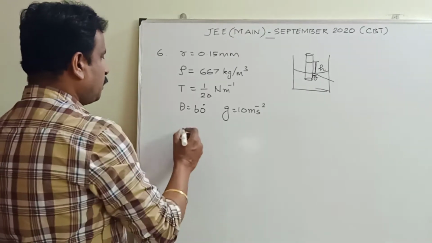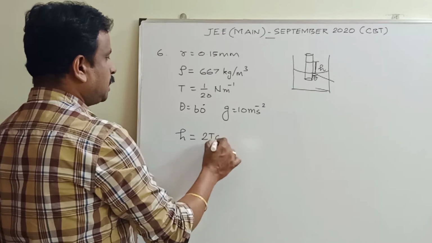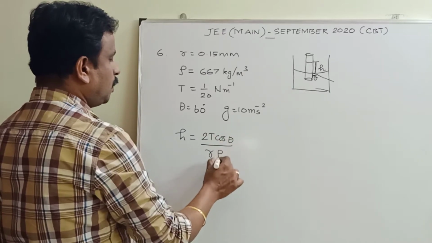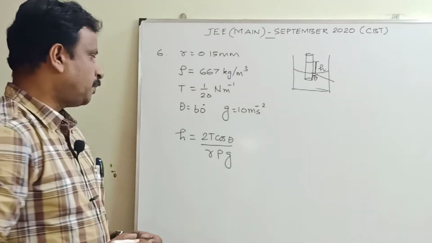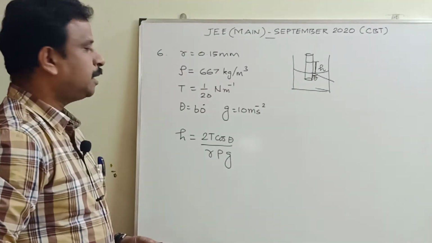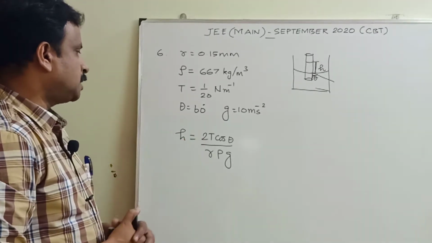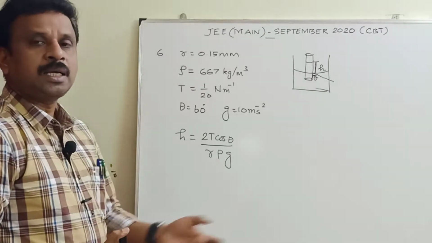So I just write down the formula. H is equal to 2T cos theta divided by r rho g. This is the formula to calculate the capillary rise. It is a direct formula. You just apply the data, you will get the result. Sometimes they will ask to find the surface tension from this expression, and in that case height will be given.